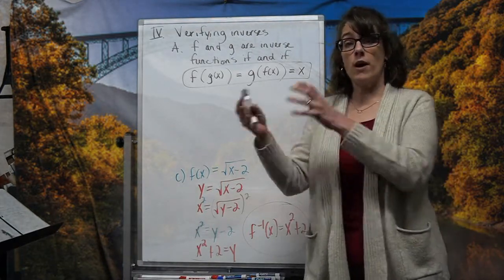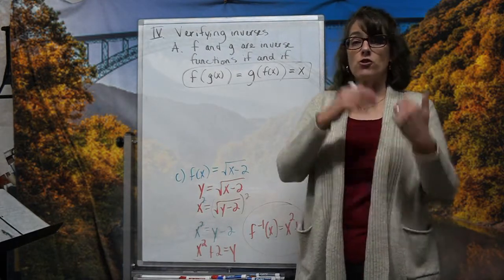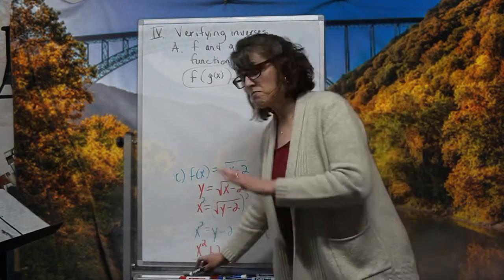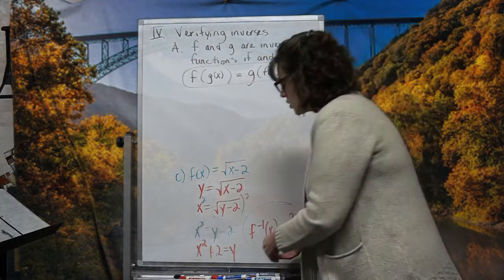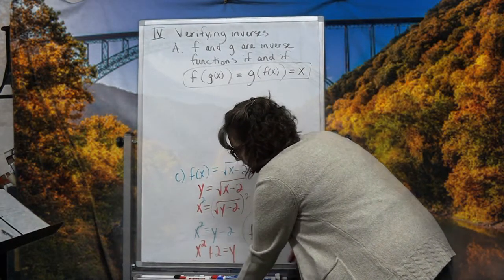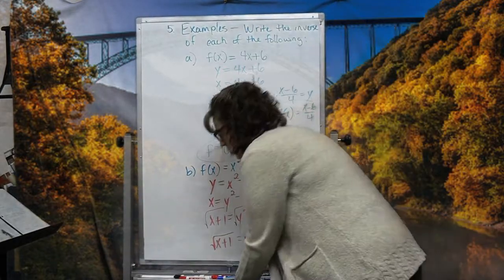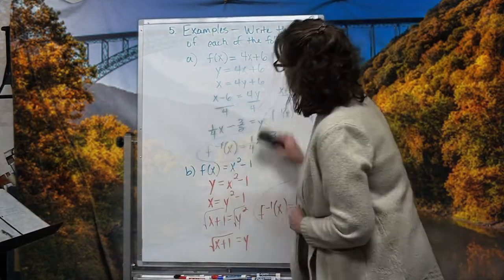So you take your f function, plug it into g. Take your g function, plug it into f. Both cases, if it results in an x, you got inverses. So let's double check the inverses that we just created on these three examples, and let's prove that they truly are inverses of each other.